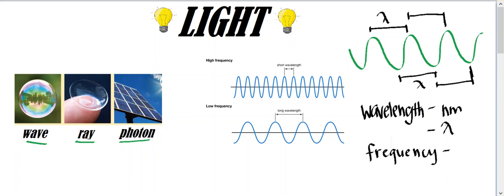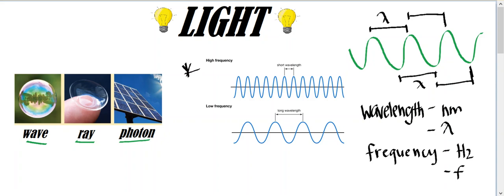Frequency is measured in hertz and is denoted by a lowercase f. Now, frequency is the rate at which the waves come in. So as you can see in the diagram right here, the top one has a high frequency because more waves are coming in, and the bottom one has a low frequency because the rate of waves is not as much.